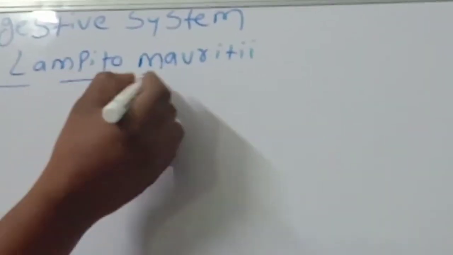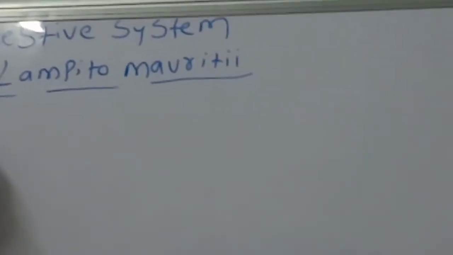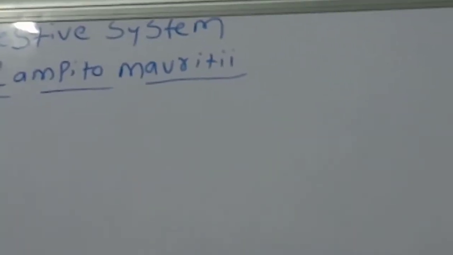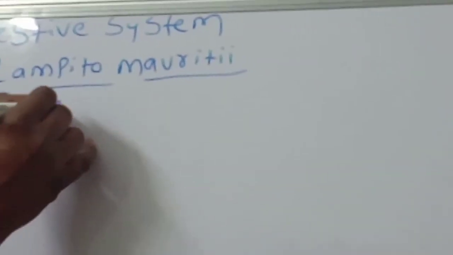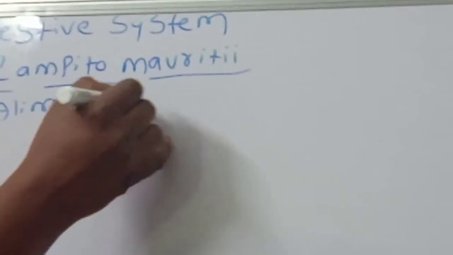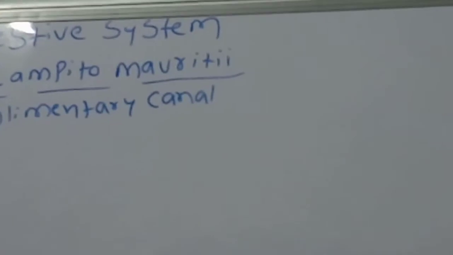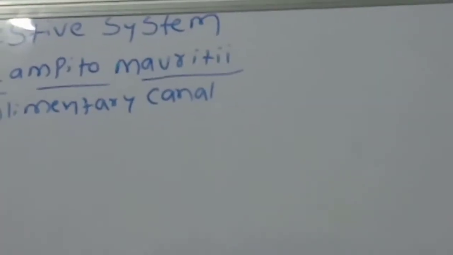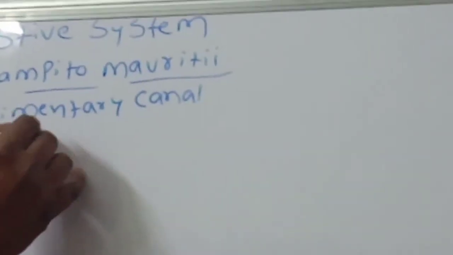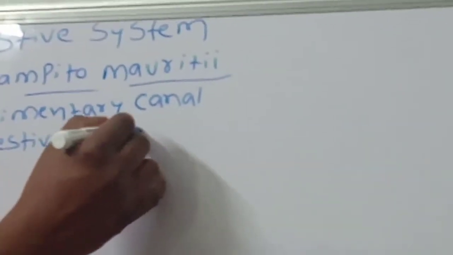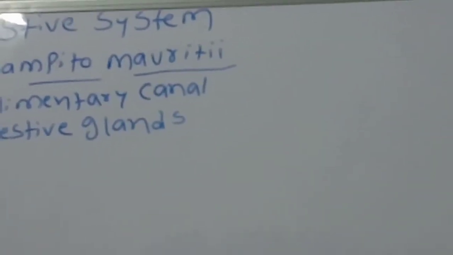Okay, children. So, the digestive system of Lampito mauritii: number 1, the alimentary canal, and number 2, what we call the digestive glands. These are very important.